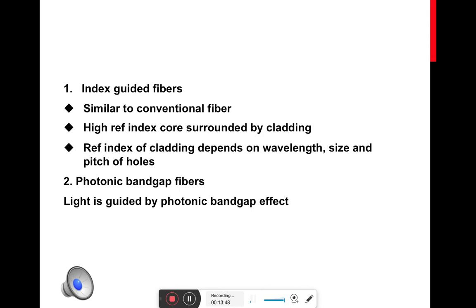Next is photonic bandgap fibers. In photonic bandgap fibers, the light is guided by the photonic bandgap effect. The photonic bandgap effect has already been explained.